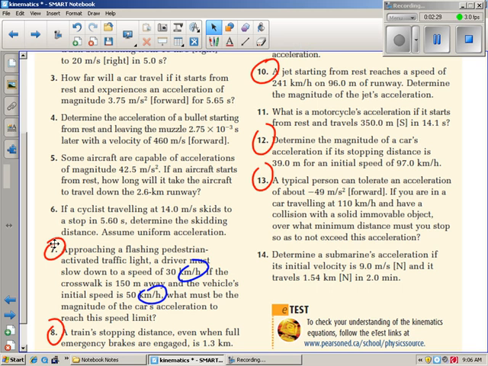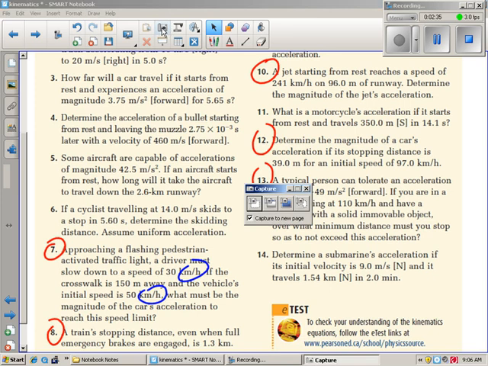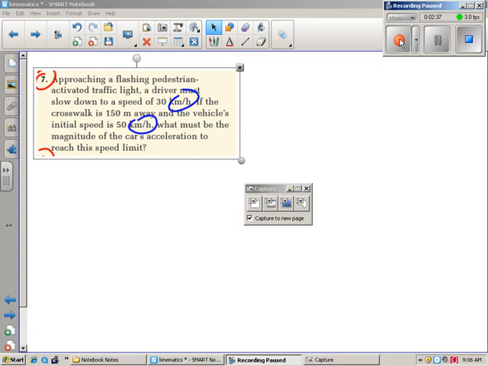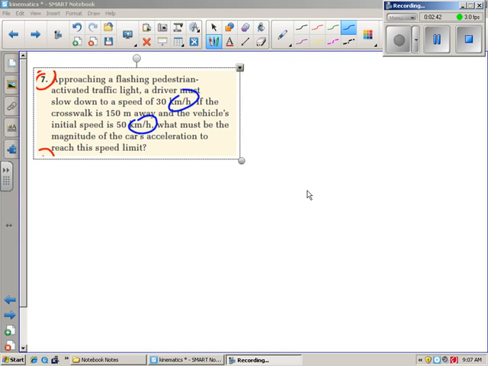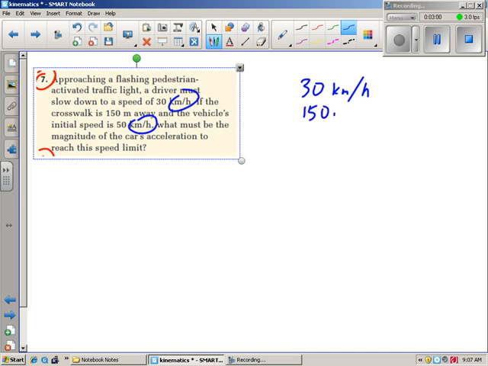What I'm going to do actually is take a quick shot of that. All right, now we got a little bit more space there to work with. Let's write down some givens here. Something's 30 kilometers per hour. Doesn't give us a direction, north, south, east, west, so we just have to assume that it's moving in a positive direction, whatever direction that is, right? Something is also 150 meters. Something is 50 kilometers per hour. And obviously, we're looking for the acceleration here. What's the magnitude of the car's acceleration?